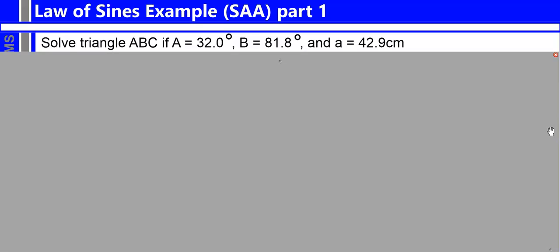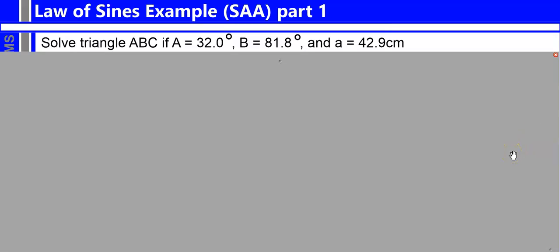So let's just dive right into our first example where we're going to be given side angle angle, SAA. So this problem literally says solve triangle ABC if angle A is 32 degrees, B is 81.8, and side a is 42.9. Now there are no directions about how we are to round the decimal answers. So notice that all of these have at least the tenth decimal. So there's one digit after the decimal point. Then that means our final answer should also be the same.